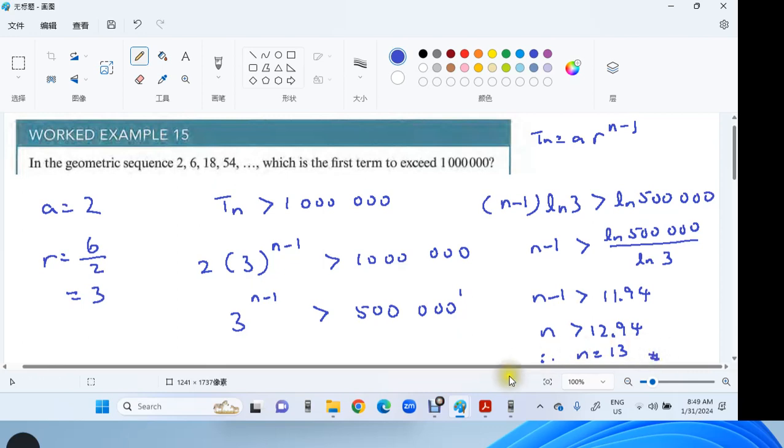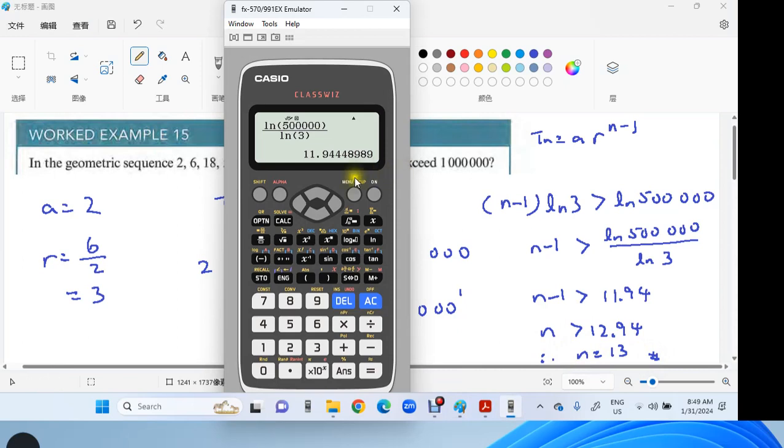Okay, so we can simply check the answer. What you can do is 2 times 3, then 6 times 3. So this is the third, fourth, fifth, sixth, 7, 8, 9, 10, 11, 12, 13. So the 13th term already. Okay. Or we can do it this way.